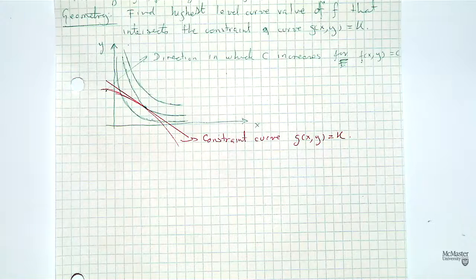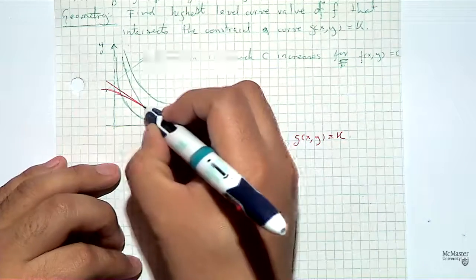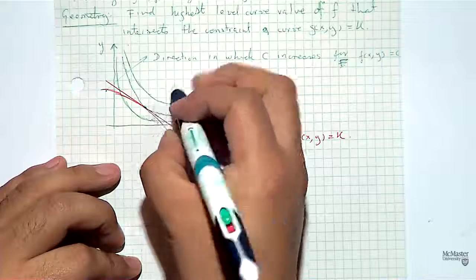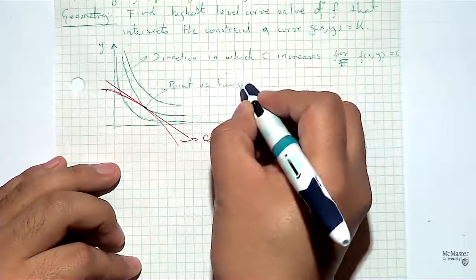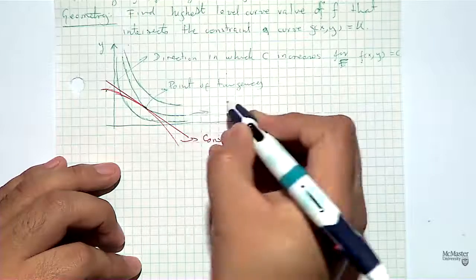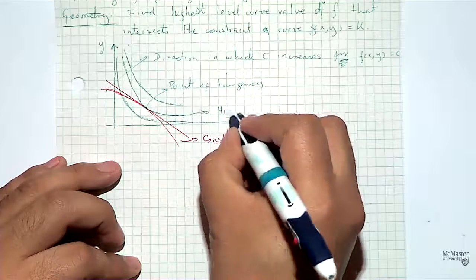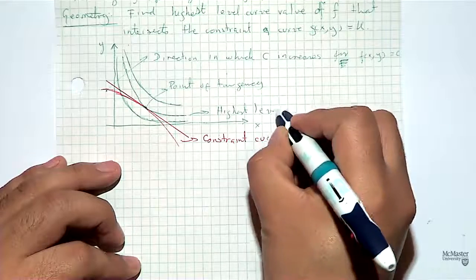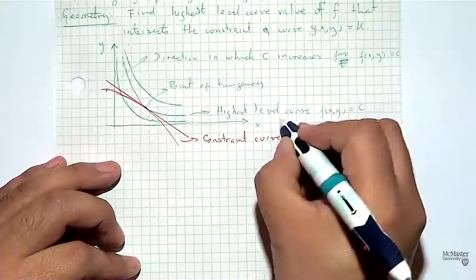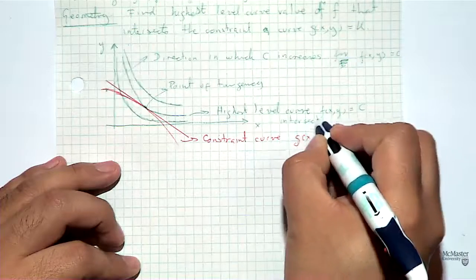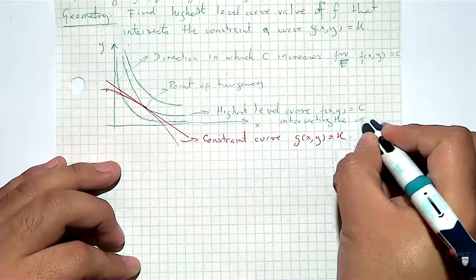And now we will express mathematically this geometrical intuition in the following way. This is a point of tangency, and this particular curve is the highest level curve, f of x y equal to c, that intersects the constraint.